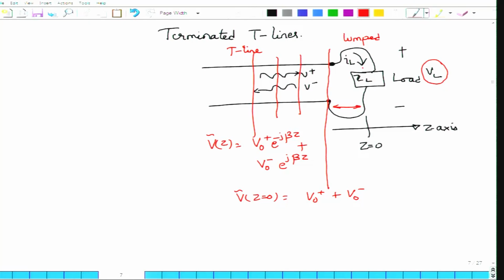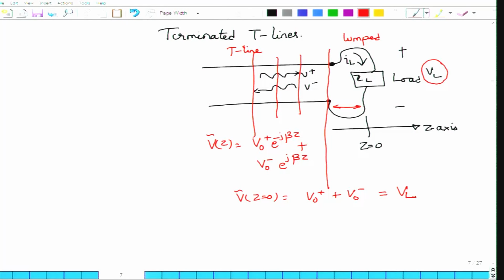So, to come back, the load voltage is VL and the load current is IL, and the voltage here, if you approach the load from the left, will be given by V0+ + V0-, which would then be equal to VL.